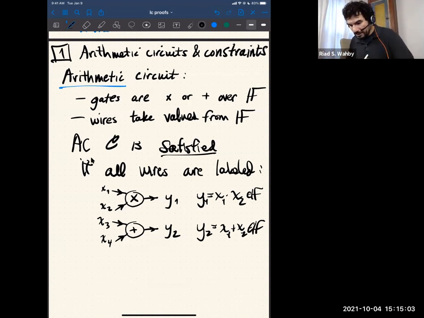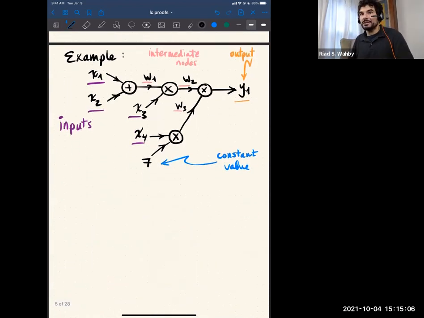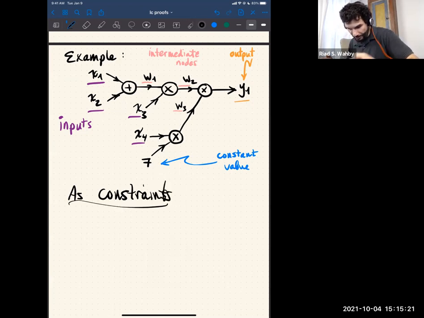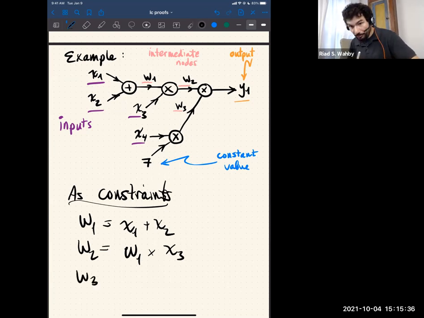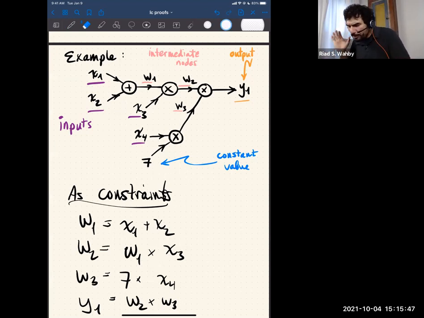Okay, so let's look at an example of an arithmetic circuit. This is an arithmetic circuit with a few gates, and we can think about it as expressing constraints on the wires in the circuit. This circuit constrains W1 to equal X1 plus X2, it constrains W2 to equal W1 times X3, it constrains W3 to be 7 times X4, and it constrains Y1 to be W2 times W3. Okay, so these are four arithmetic constraints. But there's something slightly unfortunate here, and that is, these constraints have different formats. Some of them are addition, some of them are multiplication, and some of them are multiplication by constants.